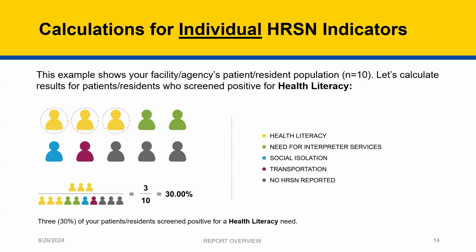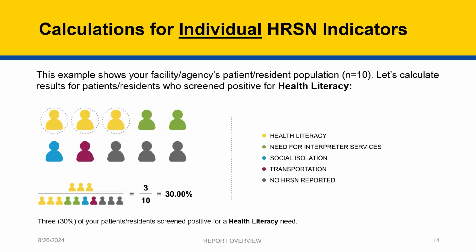Please note that this is a simplistic representation where each patient or resident reports a single HRSN or none at all. However, patients or residents can, of course, screen positive for more than one HRSN in reality. Using this example, let's walk through how we calculate the results for one of the 4 individual HRSN indicators, health literacy. We will start with the count.